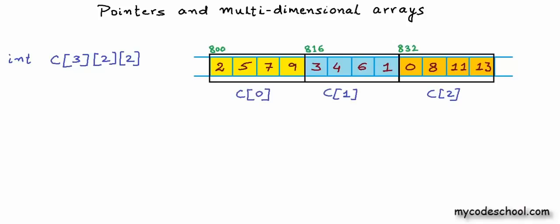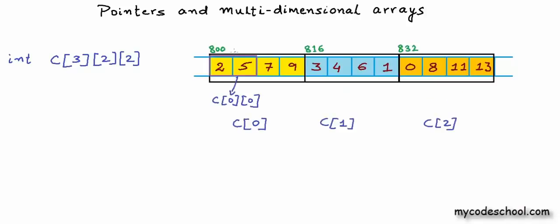I have assumed that the starting address of C is byte address 800. The first 16 bytes, starting address 800, is my first 2-dimensional array. I am assuming that each integer will take 4 bytes. So all these cells in yellow are part of the first 2-dimensional array. The next block of 16 bytes, starting address 816, is C1, and the next block of 16 bytes, starting 832, is C2. We can further break down the 2-dimensional arrays into one-dimensional arrays.